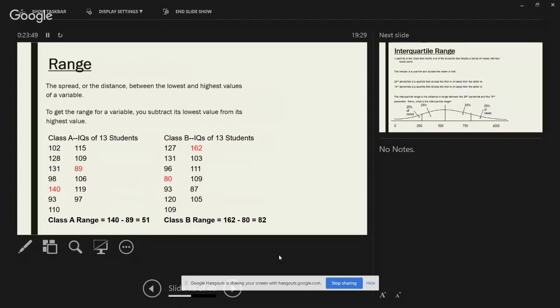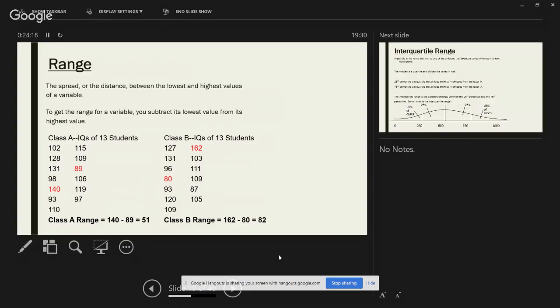Range is basically the spread or the distance between the lowest and the highest value of a variable. Like we were seeing in the example of the IQs of the two classes, class A and class B. Now if we want to calculate the range of class A, or the range of class B, we'll have to take the highest value and the lowest value, and subtract these two values to find the range.